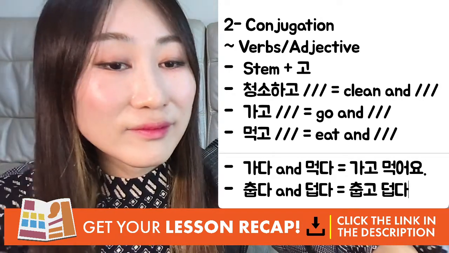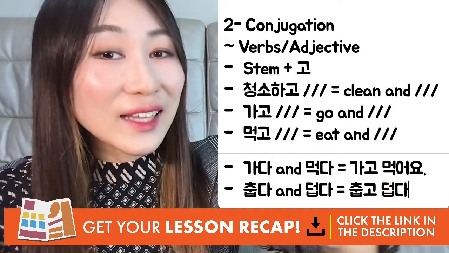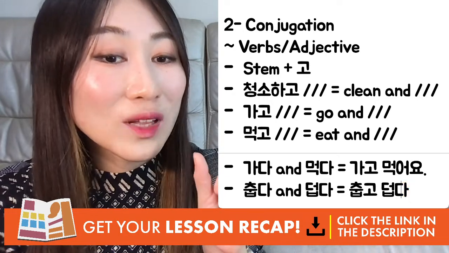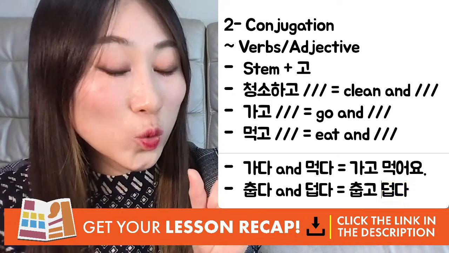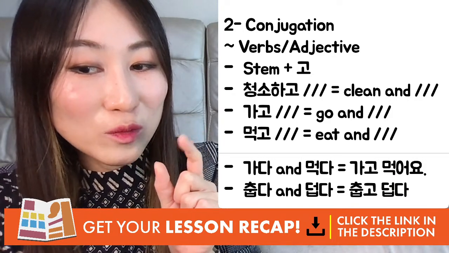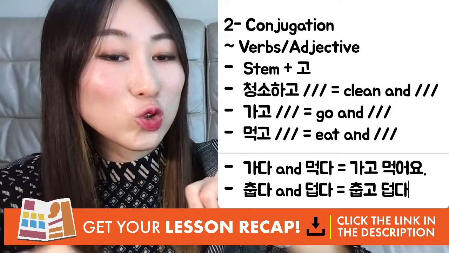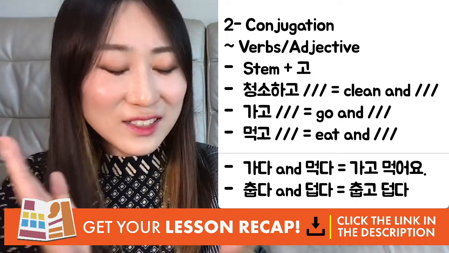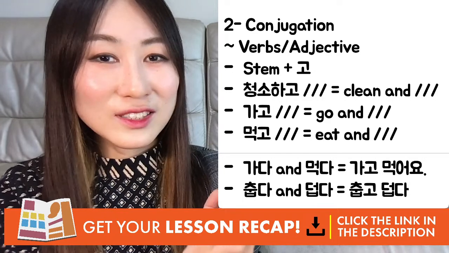But as you noticed, I didn't put 고 at the end of the verb. So last verb or adjective. It's 춥고 덥다. It's not 춥고 덥고. It's 춥고 덥다. But again, 덥다 is just like a robot. It's just a dictionary form.